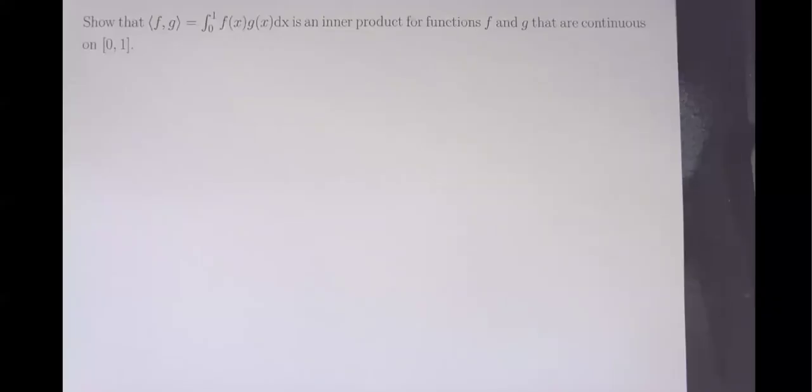In this example, we want to show that the inner product of continuous functions f and g, defined by the integral from 0 to 1 of f of x times g of x dx, is an inner product on C[0, 1]. Okay, well, we need to show our four properties.